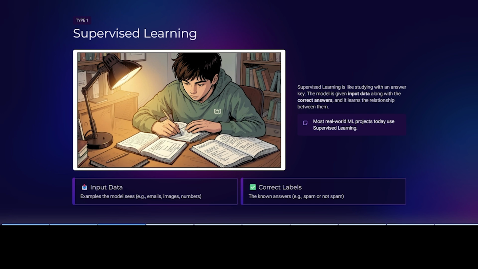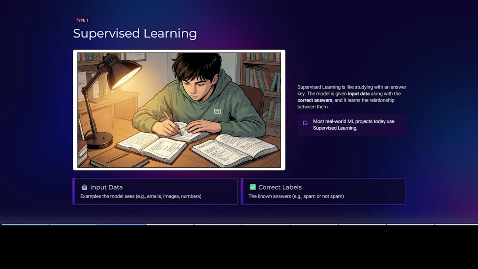The machine is given input data and correct answers, or correct labels. It studies the relationship between them and learns how to predict future outcomes. This approach is widely used because we already have lots of labeled data available. It is like studying with the perfect answer key, practicing with that data, and then providing the output. That's why it is called supervised learning.